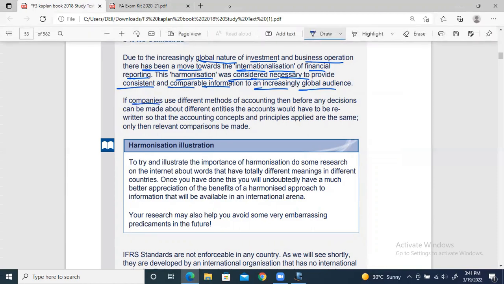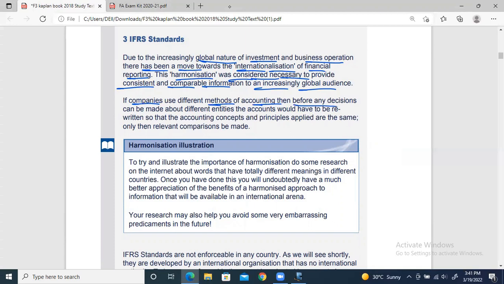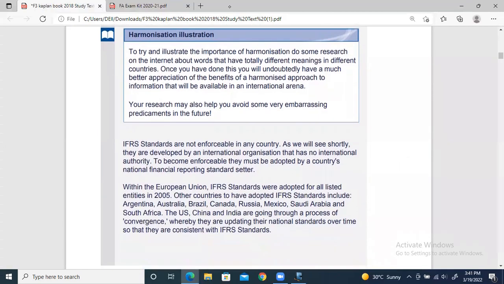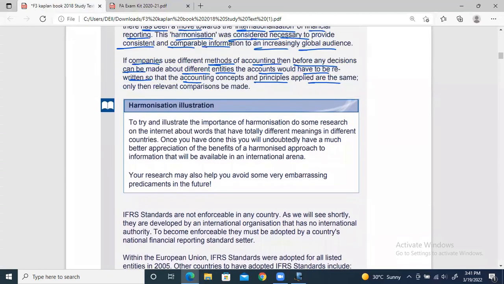If companies use different methods of accounting, then before any decisions can be made about different entities, the accounts would have to be rewritten so that accounting concepts and principles are applied the same, right? So again, there is an issue that comparability cannot be done, because comparability will only be done in that way when consistently all companies adopt a similar kind of accounting standard. So in the old medieval world, this was not the case. This came in under, I think, the year will be written over here. Slowly the countries started to adopt this.